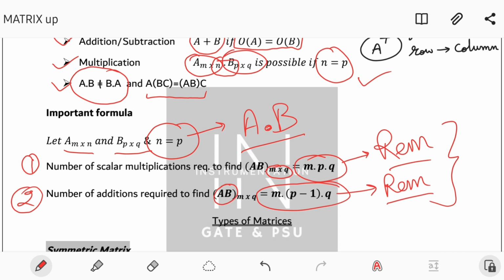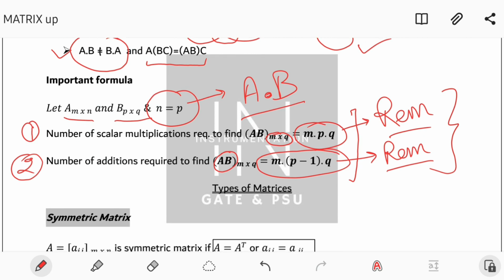At the end of this slide I have provided one question, and I'll provide the solution in the comment section. You can try that question on your own first, post your answer, and verify it with the link which I'll provide in the comment section. The problems on these two points are very easy, so you can easily score marks in this topic.